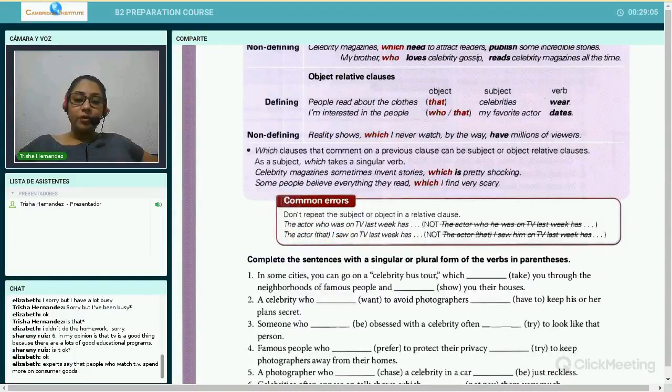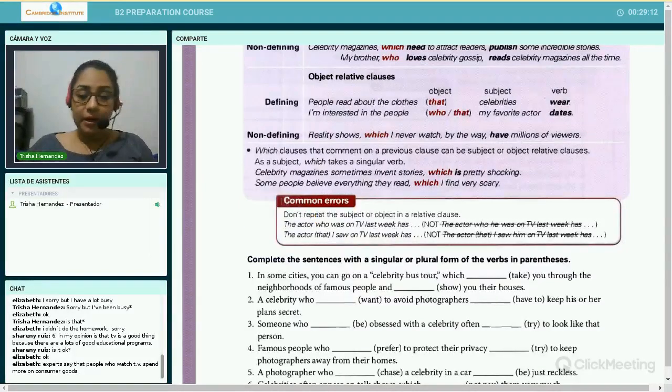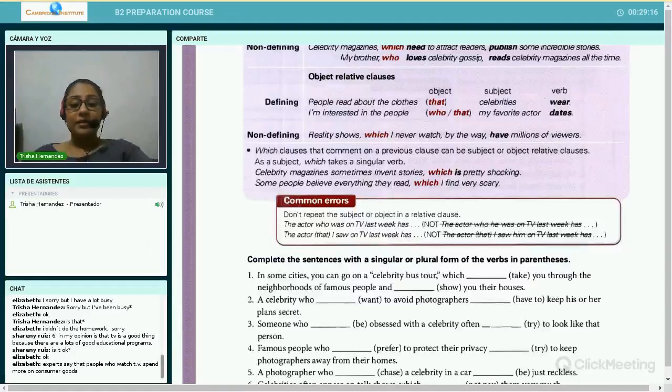Common errors. Don't repeat the subject or object in a relative clause. Why? Because it's understandable. Even though you don't repeat the subject, it is understandable. And then we have: the actor who was on TV last week has. You don't repeat the he because you understand that it's he, the actor. Otherwise it would be she, the actress, right? But it says the actor, and the actor is male.